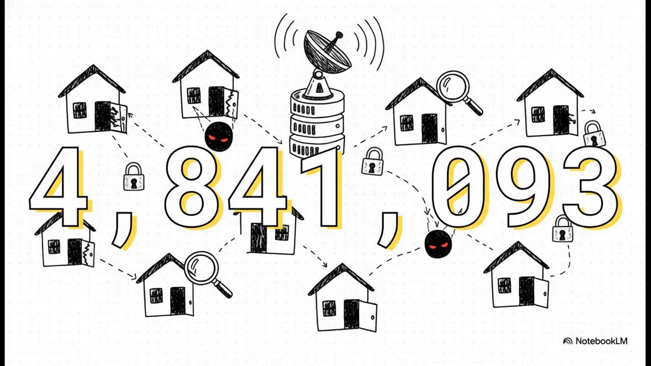So, just how big of a problem are we talking about? Well, if you use a special search engine called Shodan, which finds internet-connected devices, you can find nearly 5 million systems with their RDP ports just wide open to the public. Every single one of those is a potential unlocked door for an attacker.